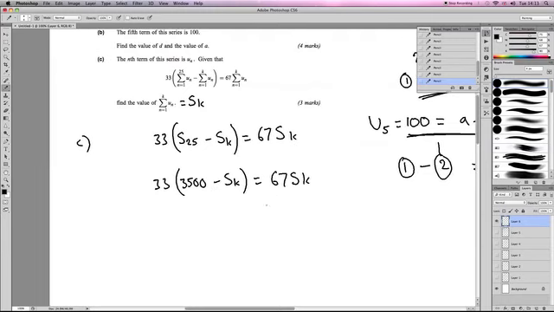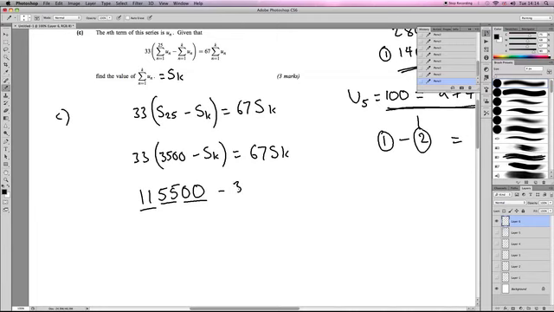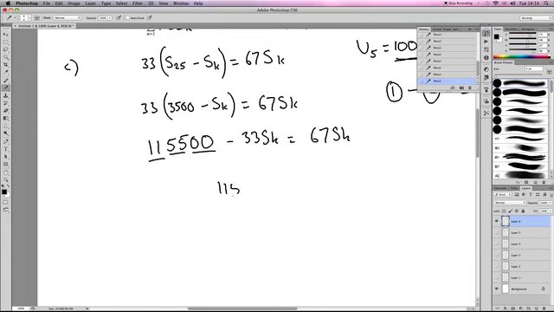So now it's actually a really easy question. It's just simple algebra. 33 times 3,500 is this massive number here, and we've got double pairs, three pairs. That's pretty cool. Minus 33 SK is equal to 67 SK. So I need to do 67 plus 33, and I get the following: 115,500 is equal to 34 SK. Divide by 34. 115,500 divided by 34, I get the following.